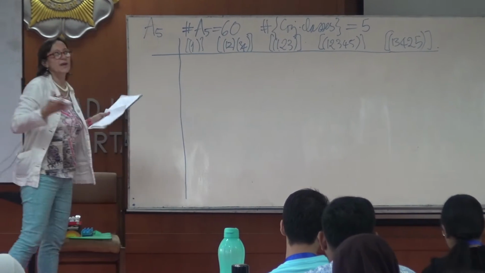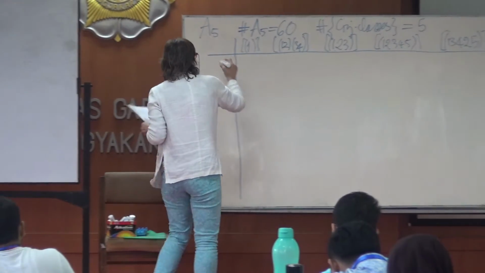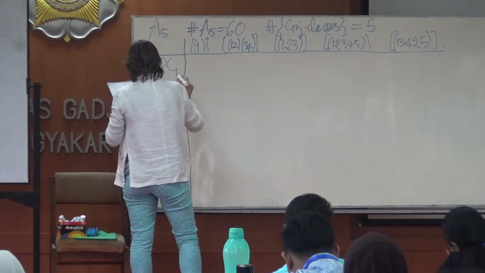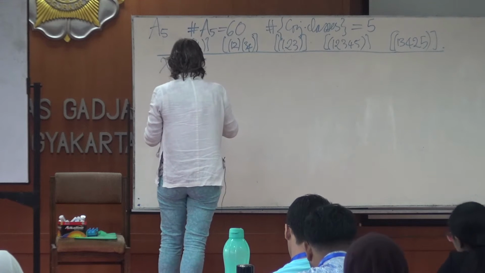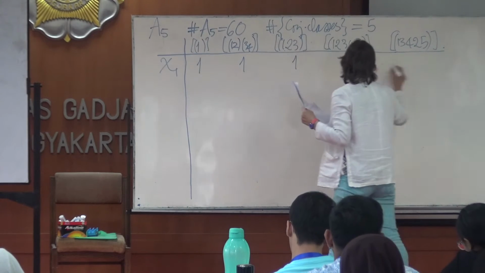So as usual, we have the trivial representation. Every group has it. So chi1 will be 1, 1, 1, 1, 1.